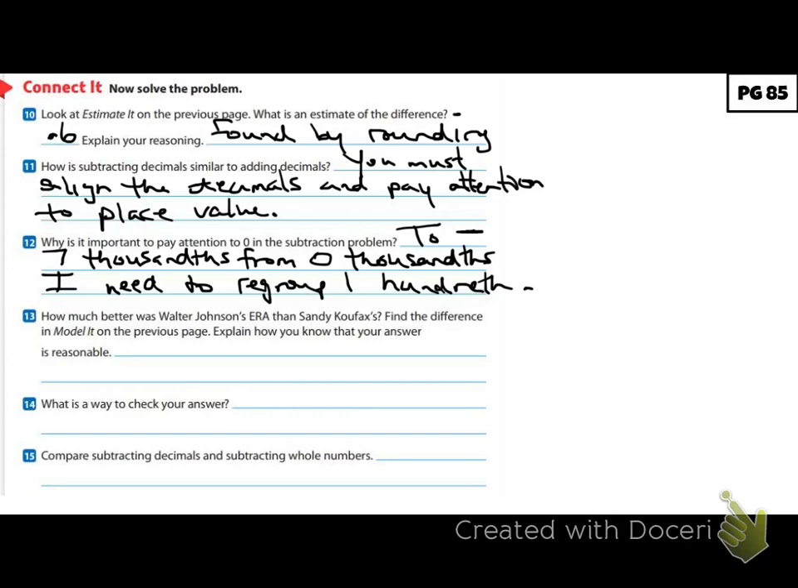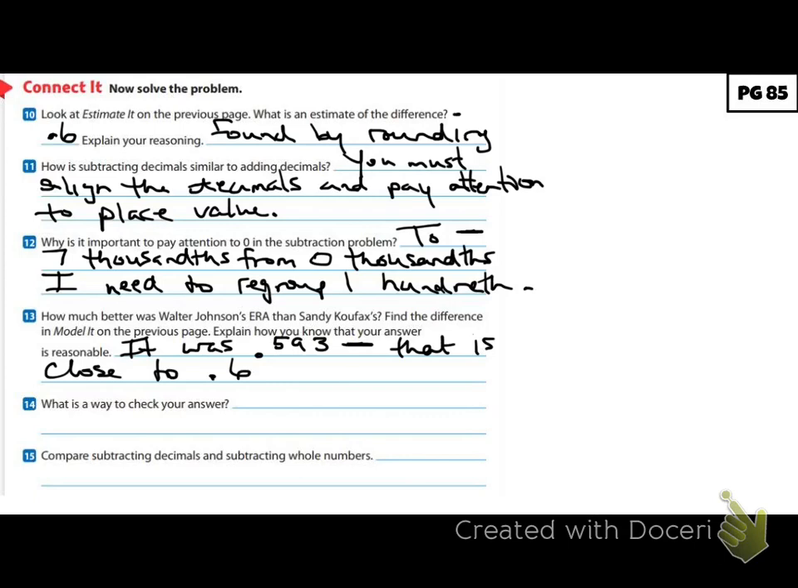How much better was Walter Johnson's ERA than Sandy Koufax? Find the difference and model it. Well, it was 5 and 93 thousandths. It's close to 6, right? Explain how you know your answer is reasonable. That is close to 6/10. What is a way to check your answer?